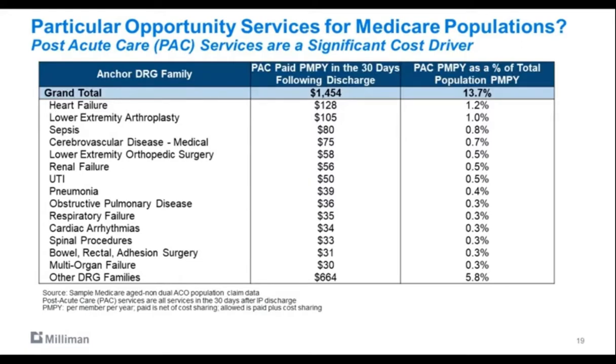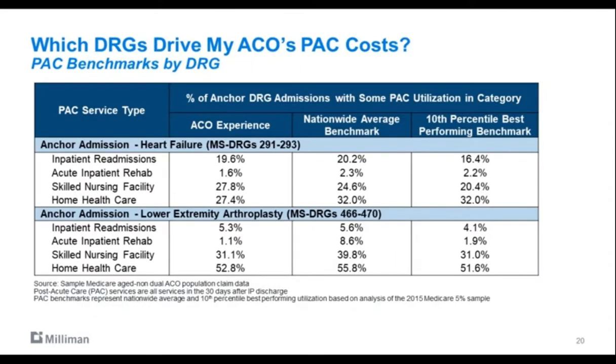Again, you can look at the top ones, lower extremity arthroplasty or joint replacement, as being another one with opportunity. 1% of total spend is in just the 30 days after joint replacement. So again, if you think about getting a 2% savings overall, you can get quite a bit of savings just from focusing on post-acute care.